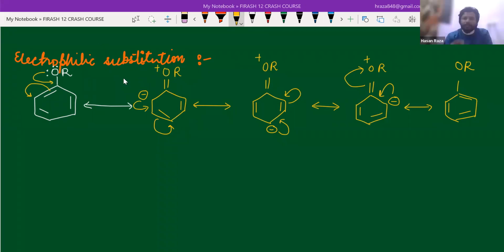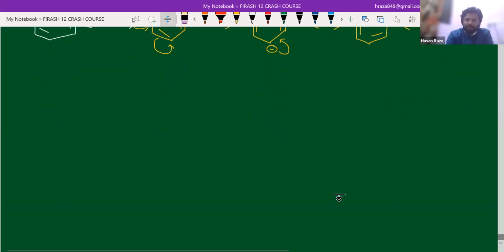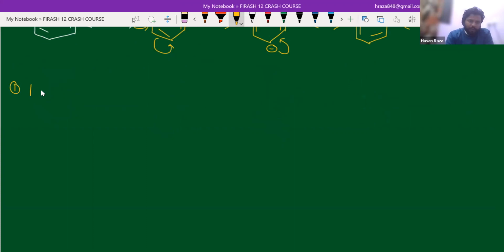Are you done with this, Firaz? Yeah. Now see, this is the resonating structure of alkoxybenzene, and now we are going to study halogenation. That means addition of halogen will take place. So it's very easy. We have already studied this reaction.